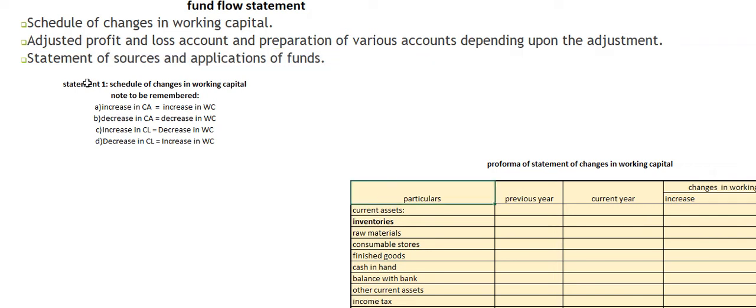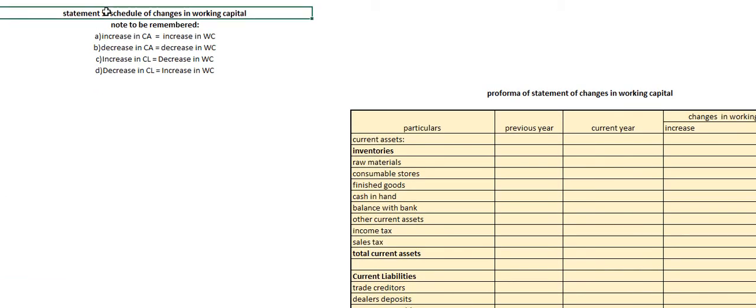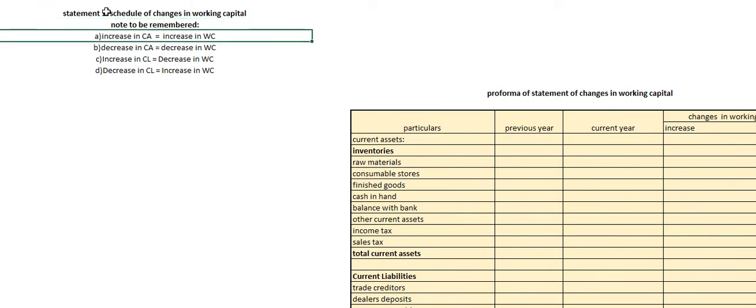So let's start off with the first statement, which is the schedule of changes in working capital. As I told you all earlier, it is a statement which shows the changes which are happening in the working capital between two balance sheet dates. While preparing a schedule of changes in working capital, one needs to note down the 4 points. In this schedule, we're basically comparing the current assets and current liabilities.